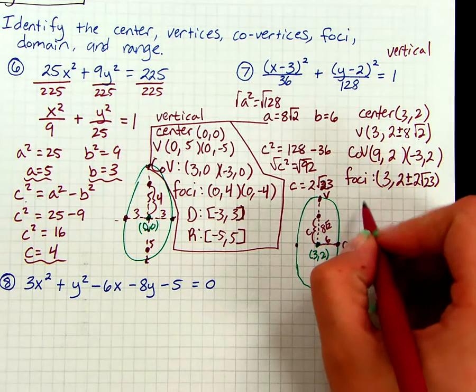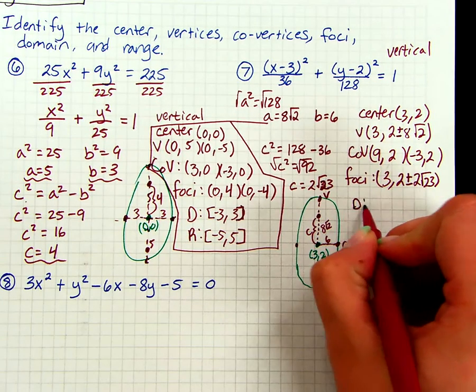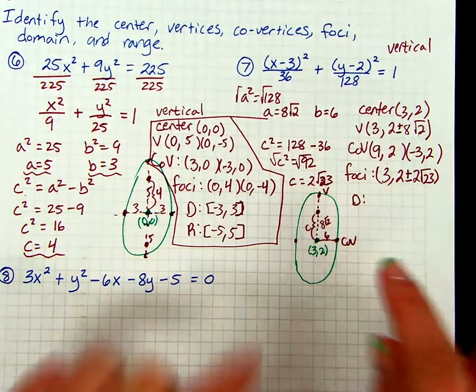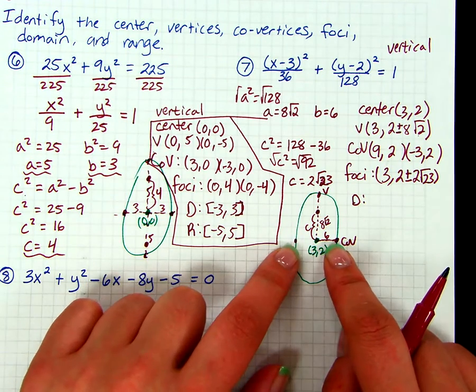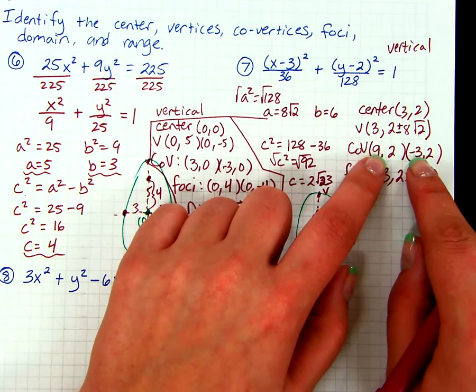And then the domain for this problem, so again, that's going to be this direction. So that's going to be between our two co-vertices. And again, we care about the x values. So it's going to be between -3 and +9.